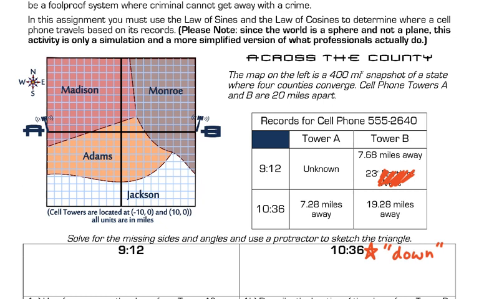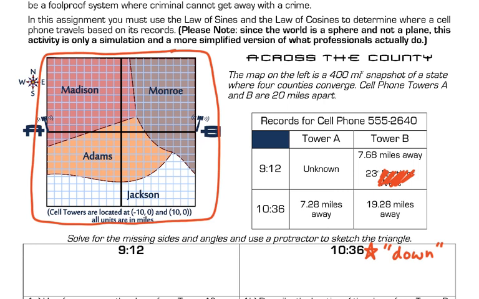So the idea now is we're given this map here of a couple of different counties in some state. And in this chart over here, we're tracking this cell phone number right here. We're tracking them at two different times. We found them at 9:12 using cell tower A and B, and then we also tracked them at 10:36. But where were they at those two times?